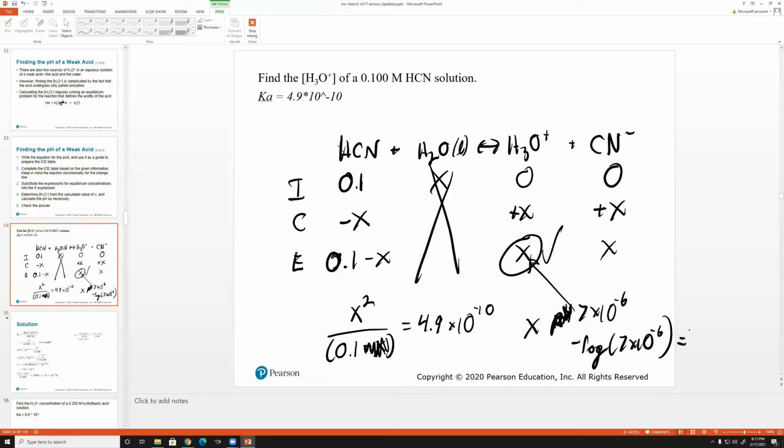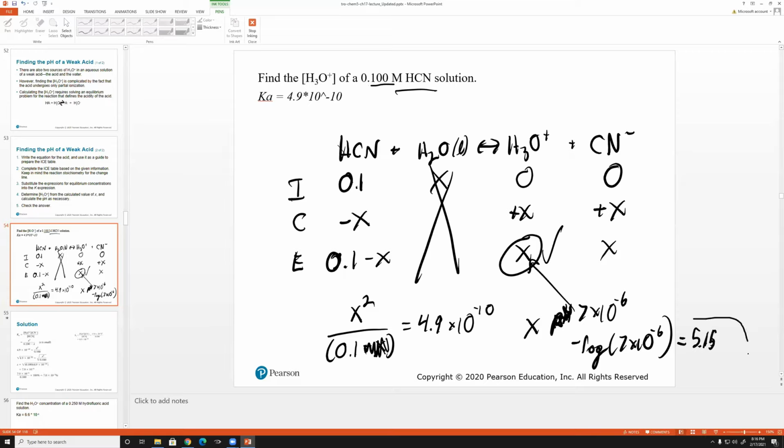5.15. Nice, that makes sense. I always look at context. Does that make sense? Very important. HCN. Is it an acid? Yes. It's a weak acid because it's not in the strong acid list, so we expect it to be a weak acid, and there's not a lot of it either. There's 0.1 molar. So we're expecting 4, maybe not even 4, maybe like 5 or 6 range. That's what a weak acid is in terms of pH.